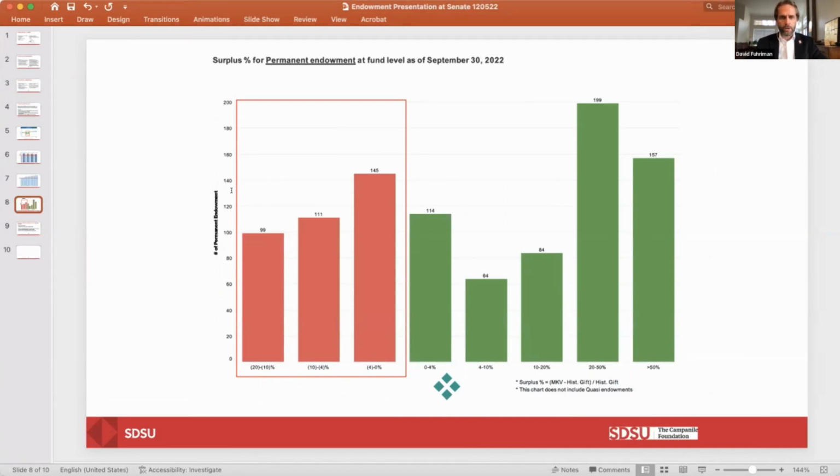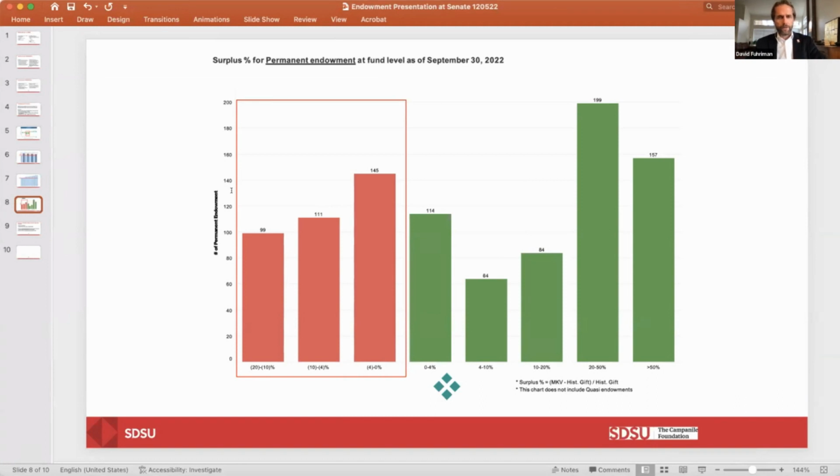This chart will show you the percentage of surplus. In the green, you can see 114 funds have 0 to 4% surplus, all the way up to 157 funds on the far right that have over 50% surplus, meaning we've generated investment returns and had retained earnings on those investment returns of over 50%. And those are generally funds that have been around for a while. They've been through a couple of market cycles.